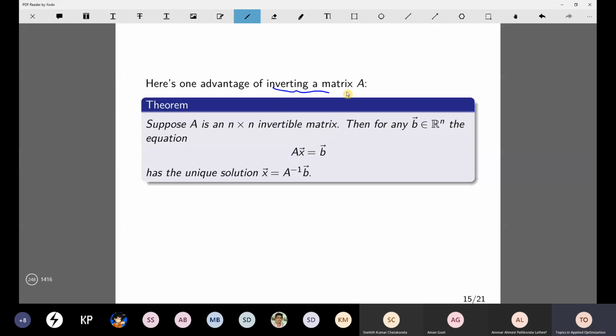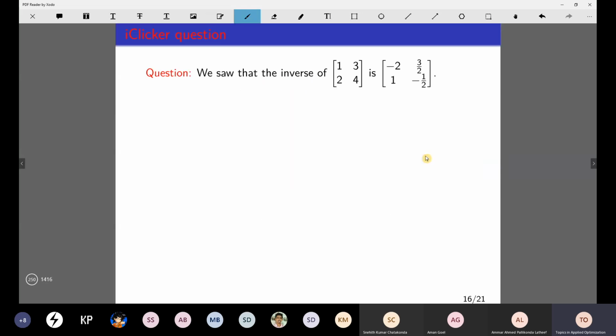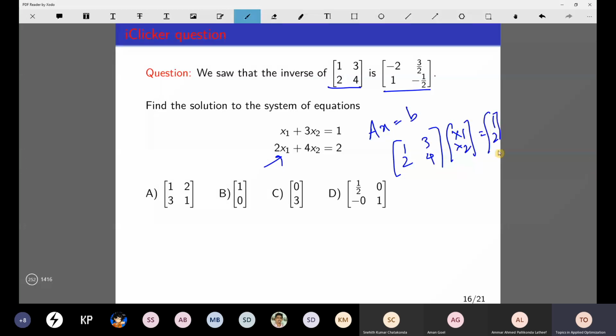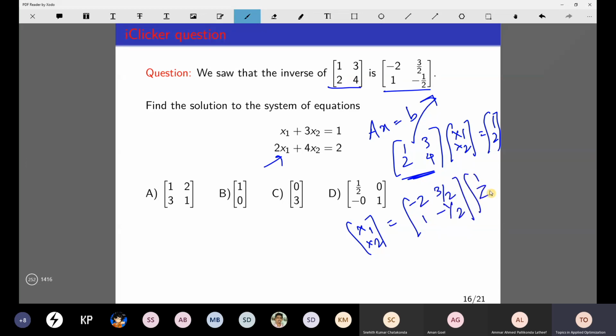If we know how to invert a matrix, then we can solve linear systems, because X will be just A inverse B. So we saw that the inverse of this is this, and now find the solution of these equations. Given that the inverse of this matrix is this, what is the solution of this? This can be written as A times X is equal to B, where A is 1, 2, 3, 4, and X is X1, X2, and B is 1, 2. Now that you know the inverse of this matrix, which is this, you can use the inverse. So X1, X2 is minus 2, 3 by 2, 1, minus half, times 1, 2.